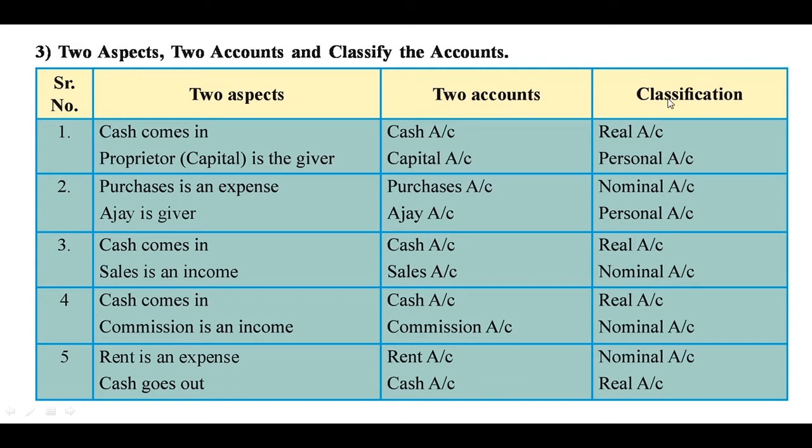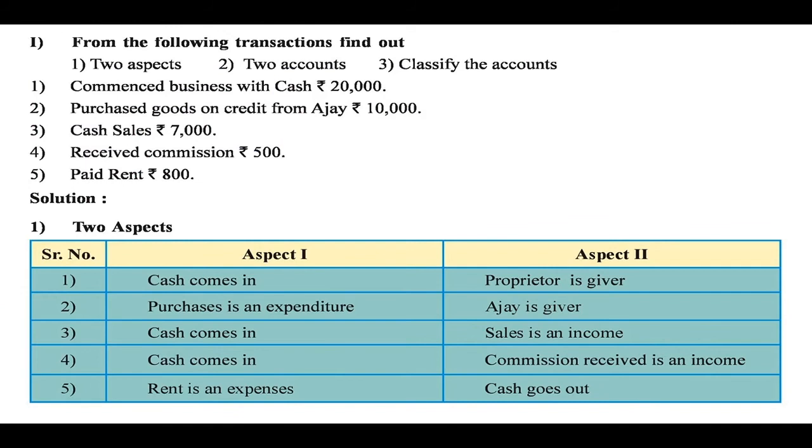Now we are going to learn the second transaction which is given here. Purchase goods on credit from Ajay for rupees 10,000. Now I have already explained to you that there are 2 types of transaction. One is a cash transaction and second one is the credit transaction.